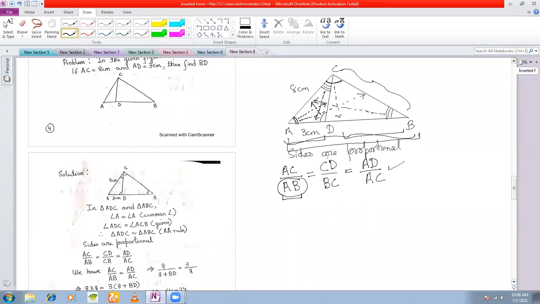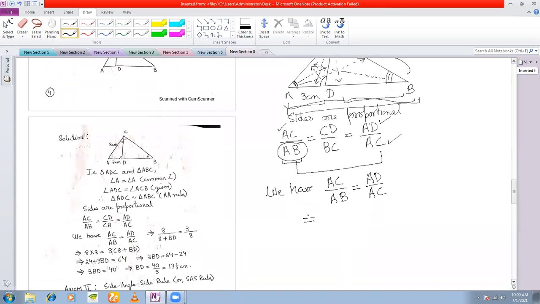Fine. Next, what is given here is AC. So this is given to you. Okay. Also, this is given to us, AC. And AD is also given. That means if I take these two equalities, so we have AC by AB is equal to AD by AC.